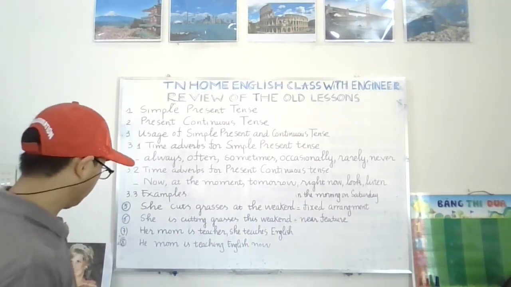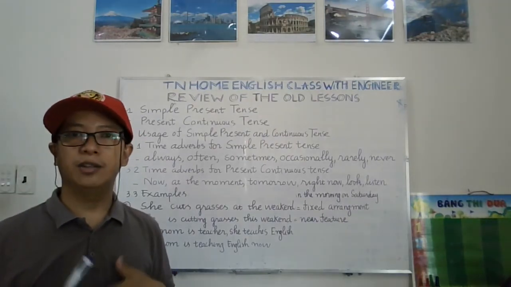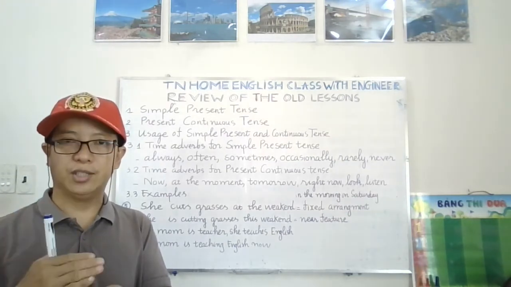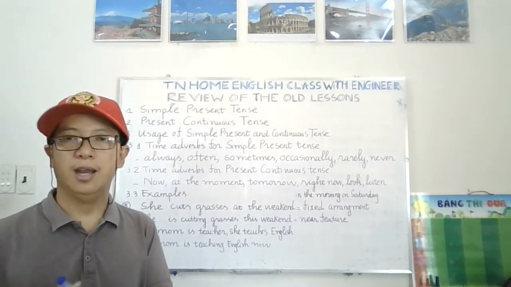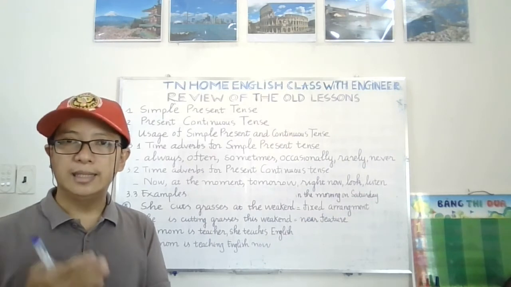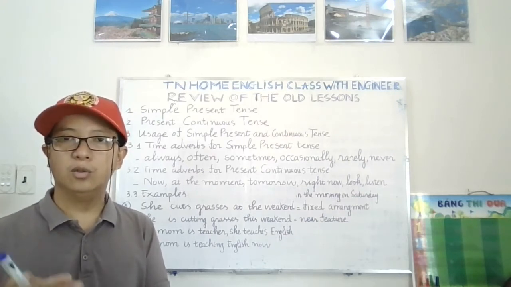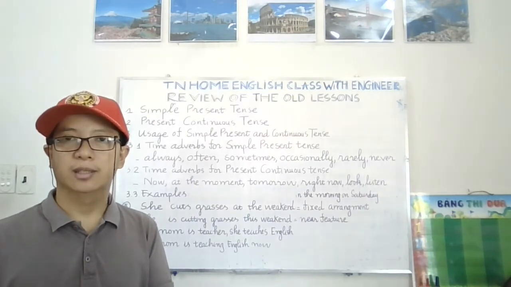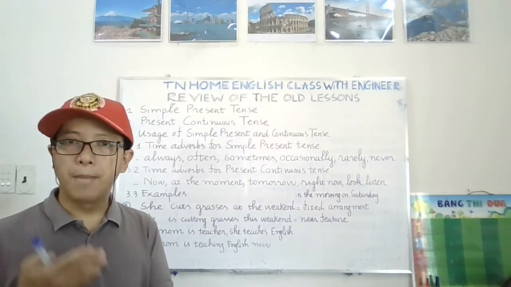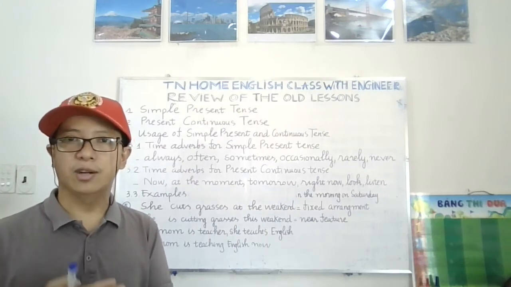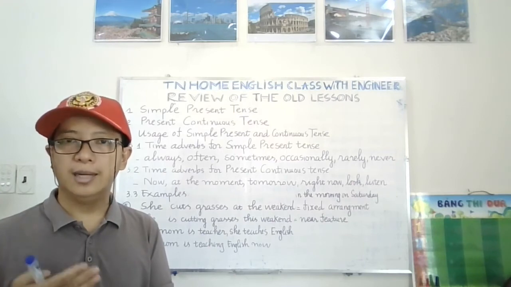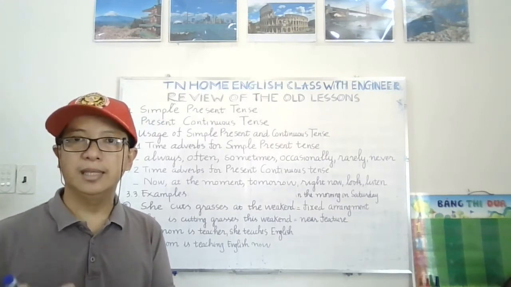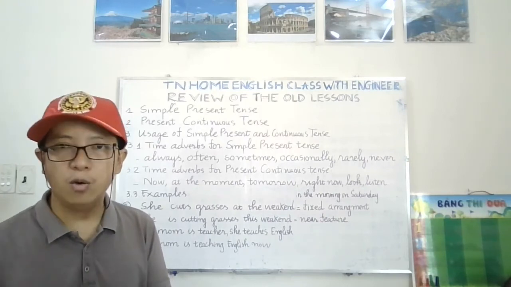So just now I presented to you the different usages of two tenses, simple present tense and present continuous tense. I remind you again, simple present tense is used to talk about general truths, habits, repeated actions, changing situations, and fixed arrangements. But present continuous tense is used to talk about an action happening right now, happening in the near future, happening around this time.